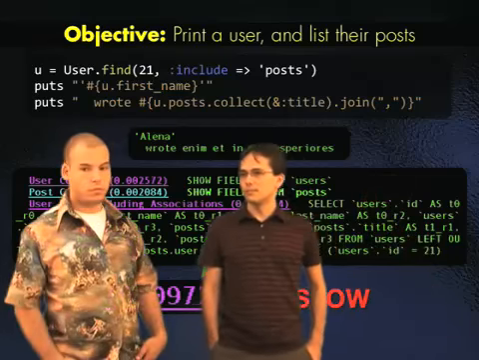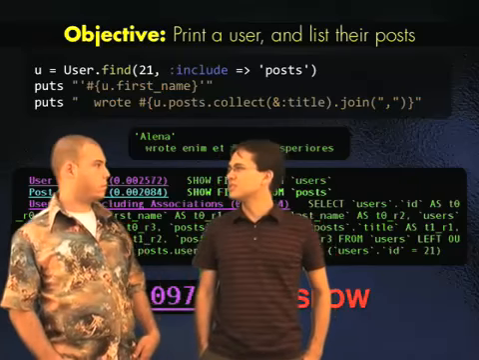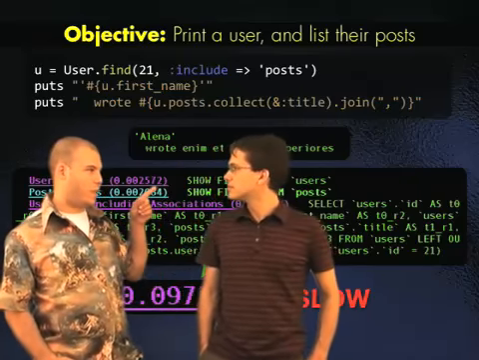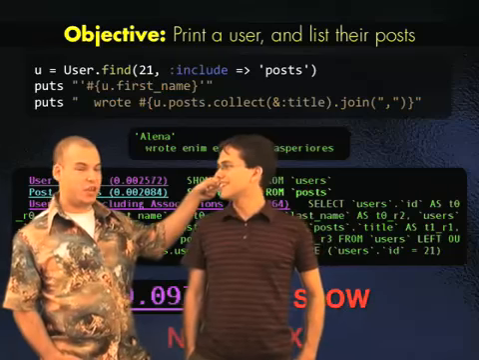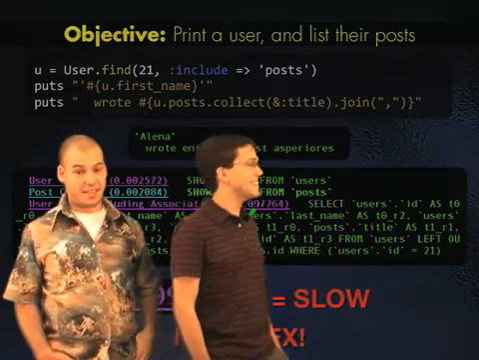So Jason, why do you think this might be a little too slow? Well, I think I could point to it with my index finger. Oh yeah, it's the index.